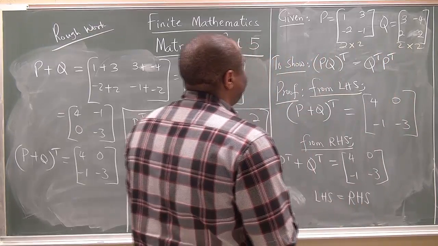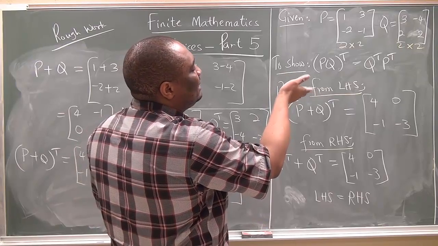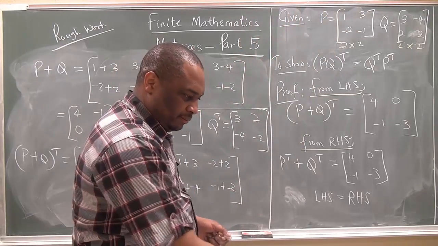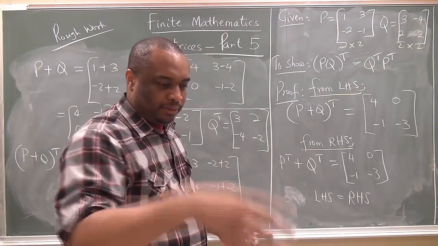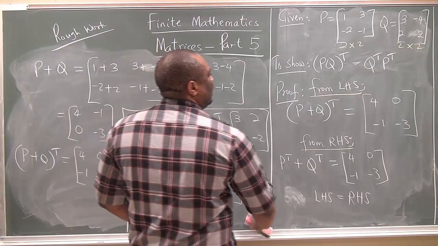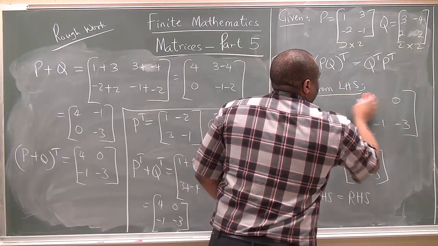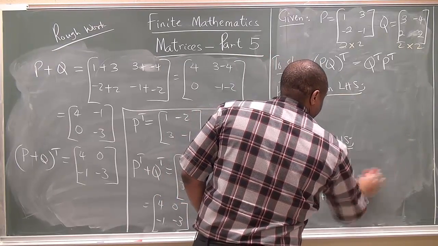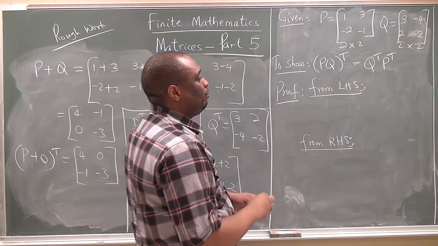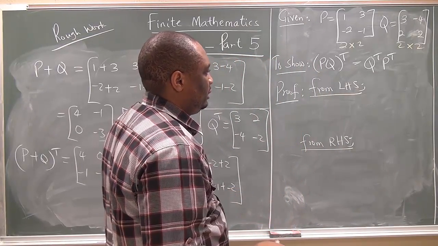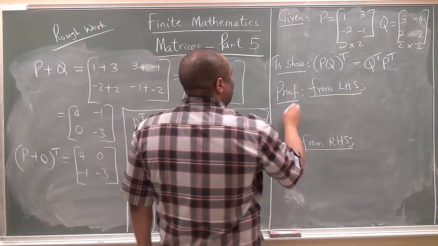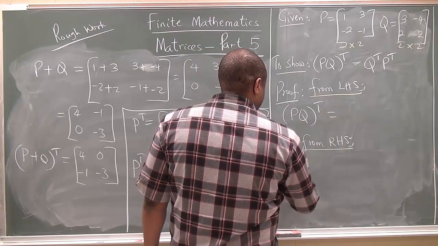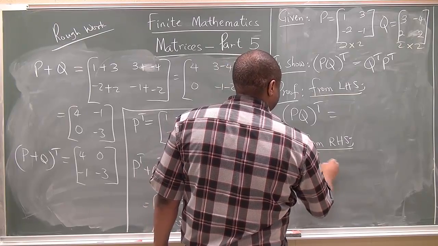So let's prove this. This third property is still by, from left hand side, solve, right hand side, solve, and then you find it. So let's go ahead and do this. From left hand side, what we got, from right hand side, what we got, and see whether this property is valid or not. So from left hand side, let's find PQ, and find the transpose. And then from right hand side, we find the product of the transposes.